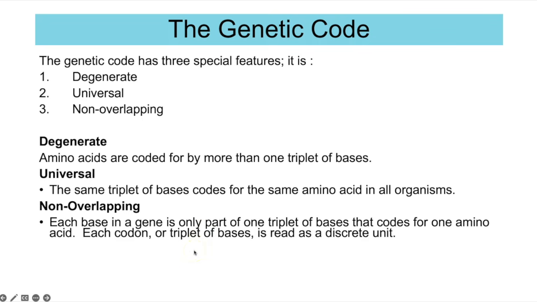Non-overlapping is also linked to the concept of mutations. So it's really useful that each base is only part of one triplet, because if a mutation did occur in a triplet, then at least it's only one codon which is affected and therefore only one amino acid.